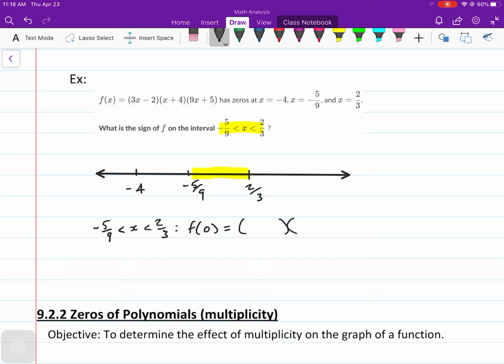And so remember, we're not really caring about the number we get out of this. We want to know, is the sign positive or negative? And so if I were to plug in a 0 here, we'd have 0 minus 2 is negative. And then we'd have 0 plus 4 is positive. And then we'd have 0 plus 5 is also positive. So our answer would be negative times a positive, which would be negative. So on that interval, the sign of f of x is negative.